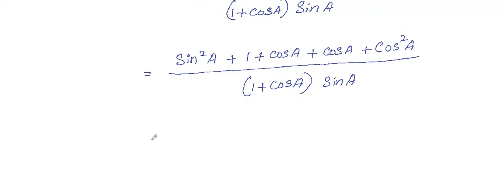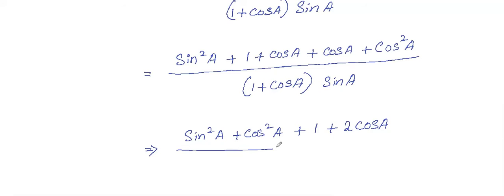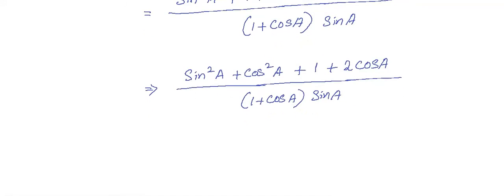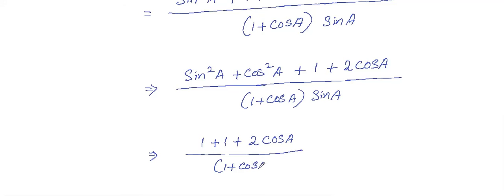So we have sin square A plus cos square A, so write that down separately. Sin square A plus cos square A, and we have 1 plus cos A plus cos A becomes 2 cos A, whole divided by the denominator term as it is, which is 1 plus cos A into sin A. Now we know that sin square A plus cos square A can be written as 1. So 1 plus 2 cos A divided by 1 plus cos A into sin A.